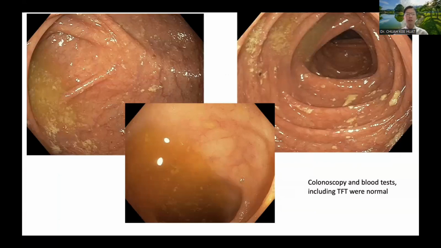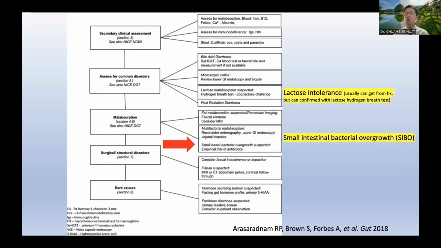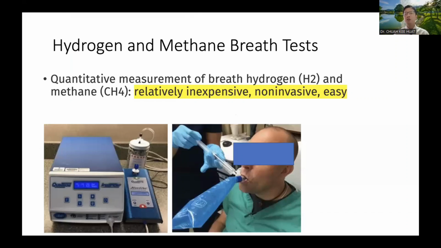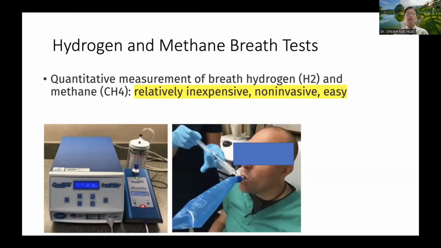Of course, medication, especially in diabetic patients, whereby metformin, colchicine, and some other medications often cause altered bowel habit. In this patient, I did the colonoscopy for her, and it was found to be normal. Blood tests, including thyroid function tests, were normal. Based on this BSG guideline, secondary clinical assessment will include ruling out lactose malabsorption and small intestinal bacterial overgrowth, and these two can be evaluated by using a hydrogen and methane-based breath test. Of course, many other causes should be ruled out, including some chronic infections like HIV or mycobacteria, and other parasitic infections.